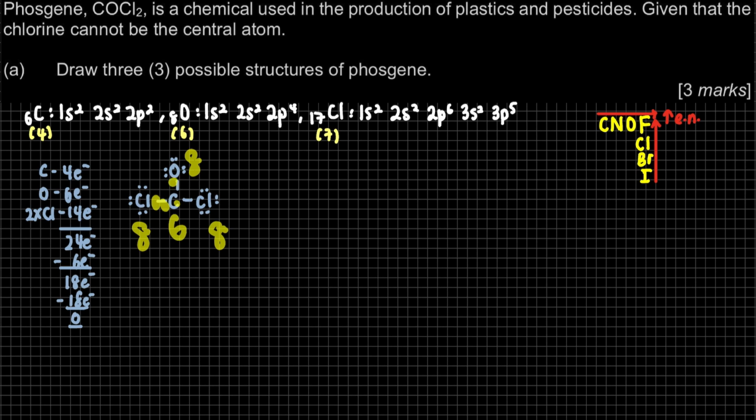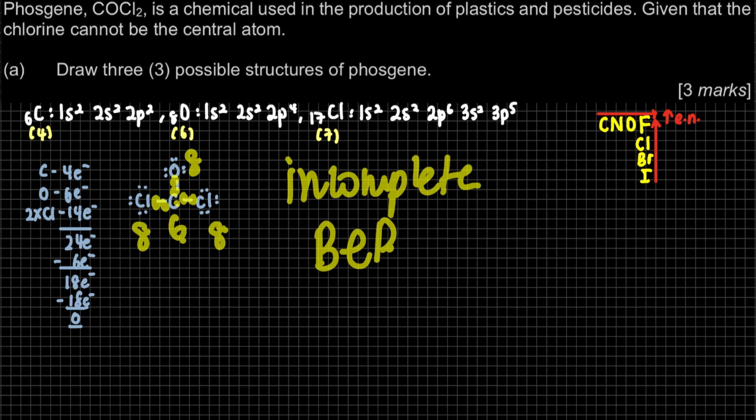Here, 1, 2, 3, 4, 5, 6. So 6 is considered as incomplete octet. But then again, incomplete octet is only for beryllium, boron, aluminium. Carbon is not one of them, so it must achieve octet. So how does the carbon achieve octet?